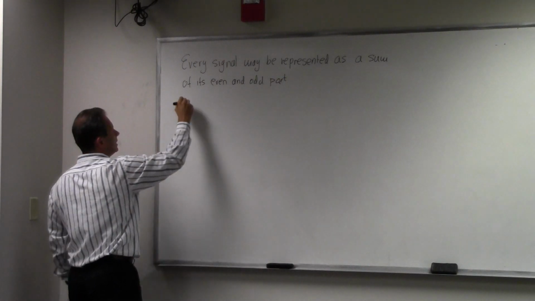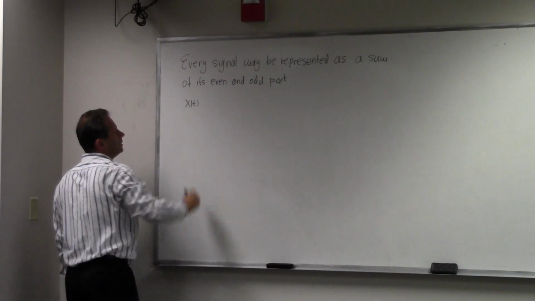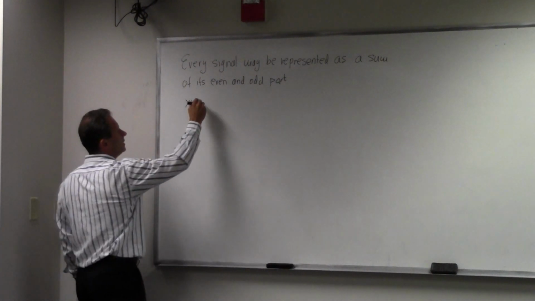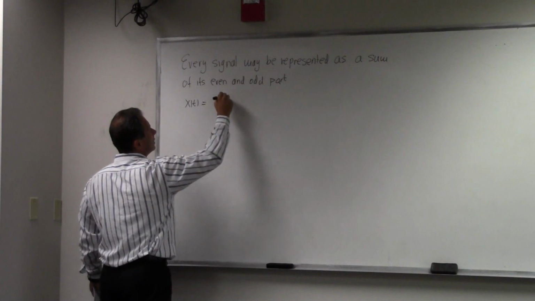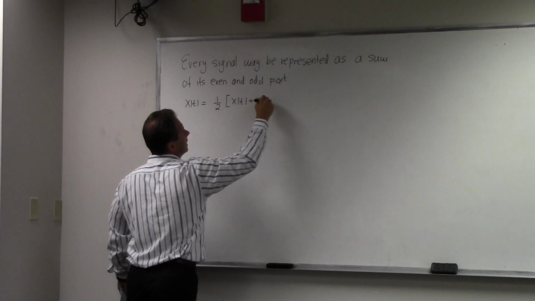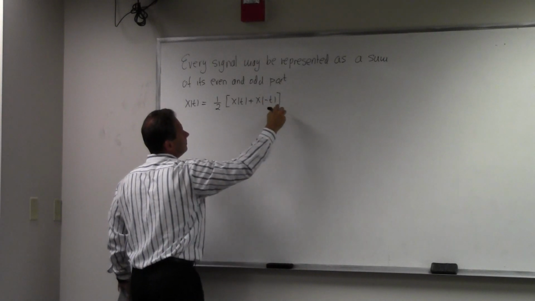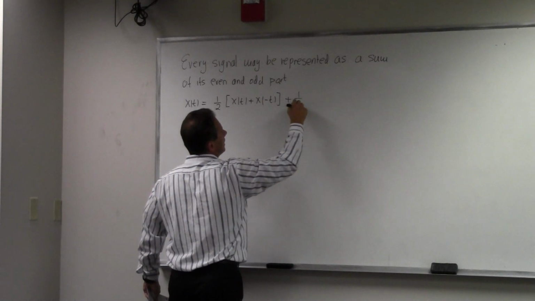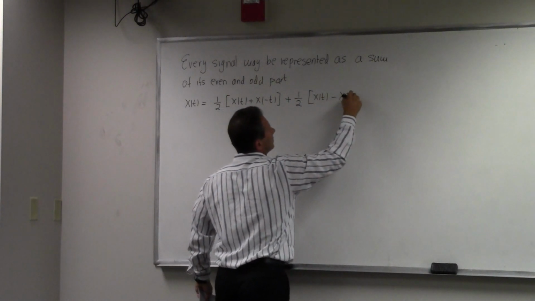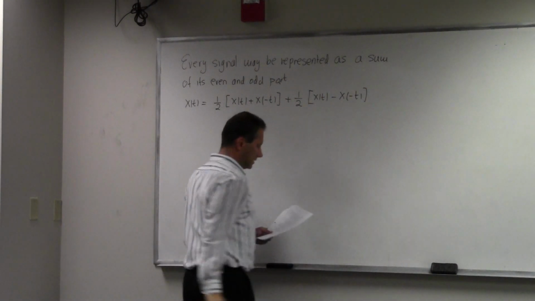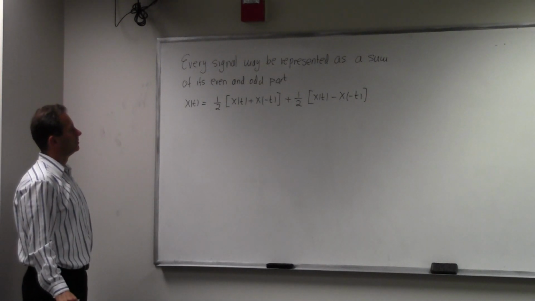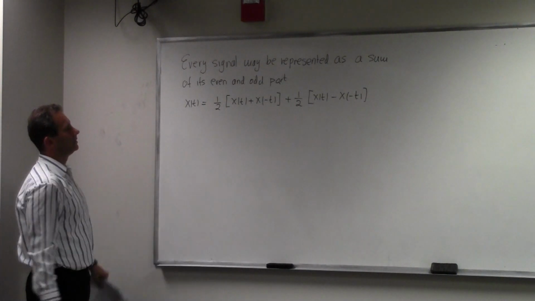So let's take x of t. It may not have any kind of symmetry. Then I can say that this is 1/2 of x of t plus x of minus t plus 1/2 of x of t minus x of minus t. So I create this, I kind of separate this way.